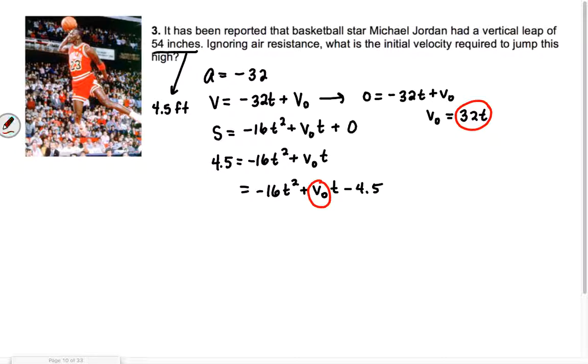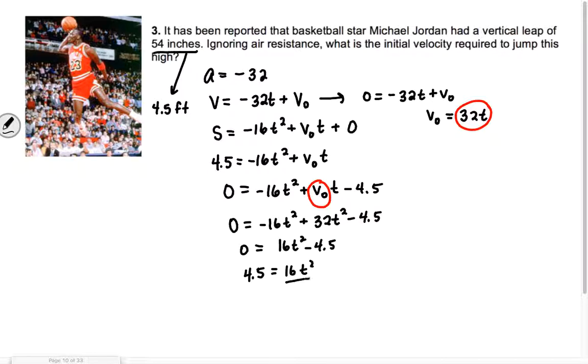So we have 4.5 equals negative 16t squared plus 32t times t. So 32t squared minus 16t squared equals 4.5, which gives 16t squared equals 4.5. I'm solving for t, so I divide the 4.5 by 16 to get the time.